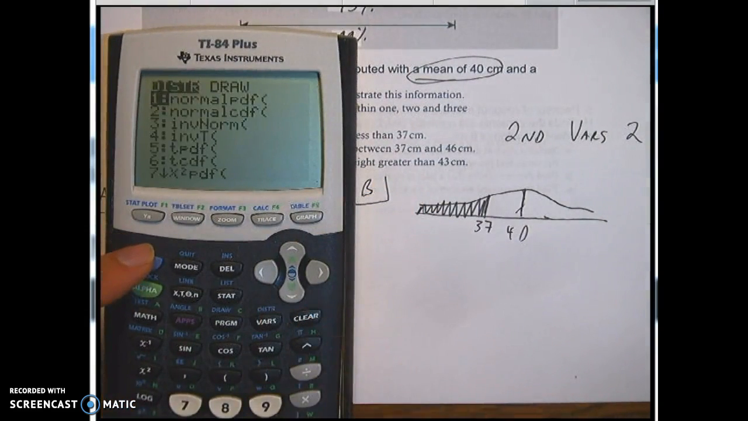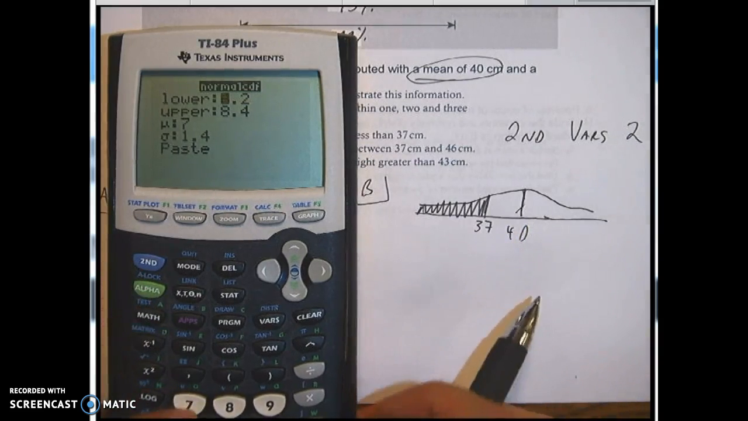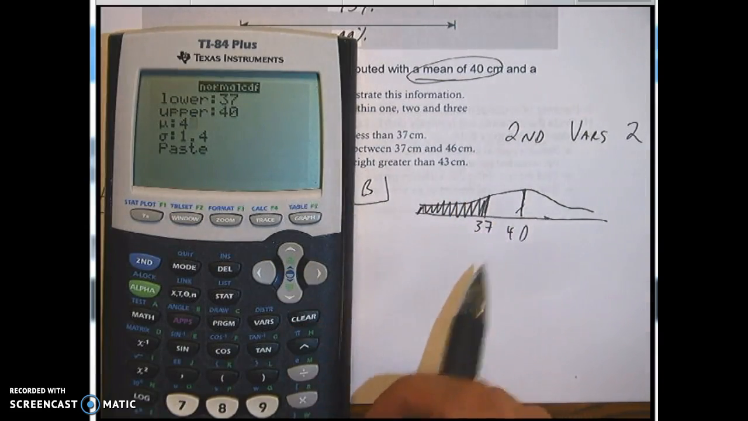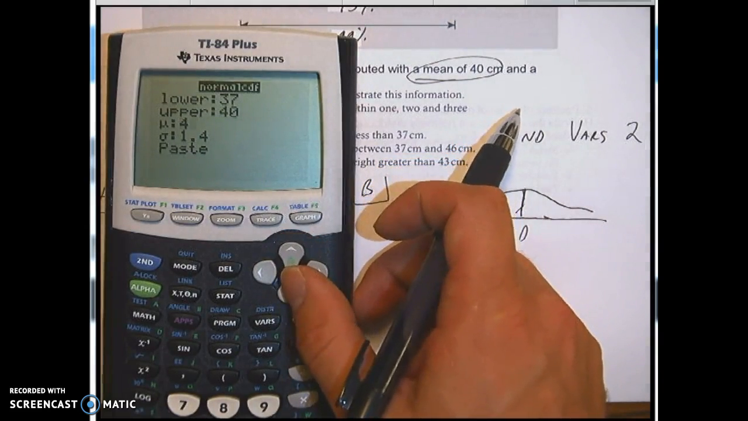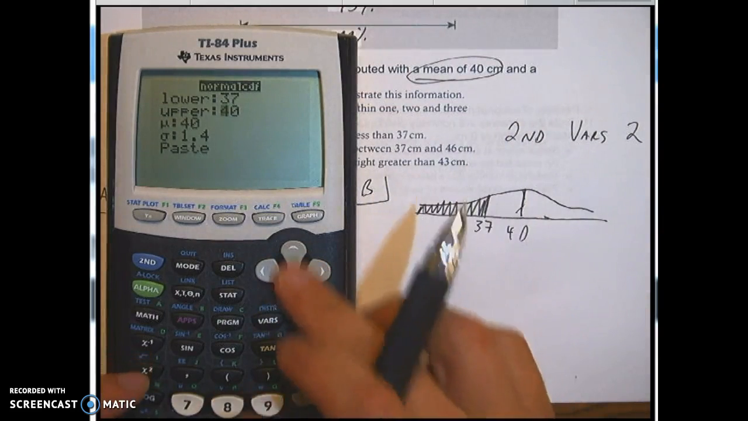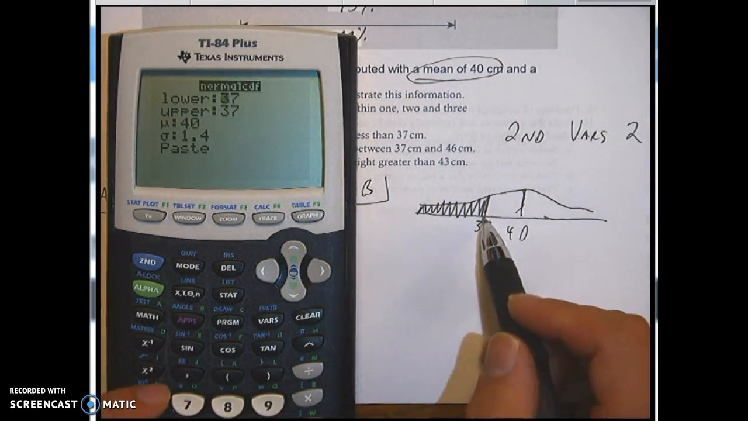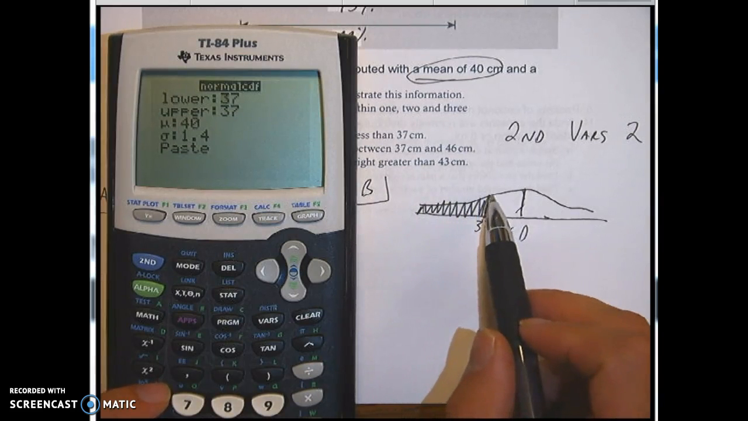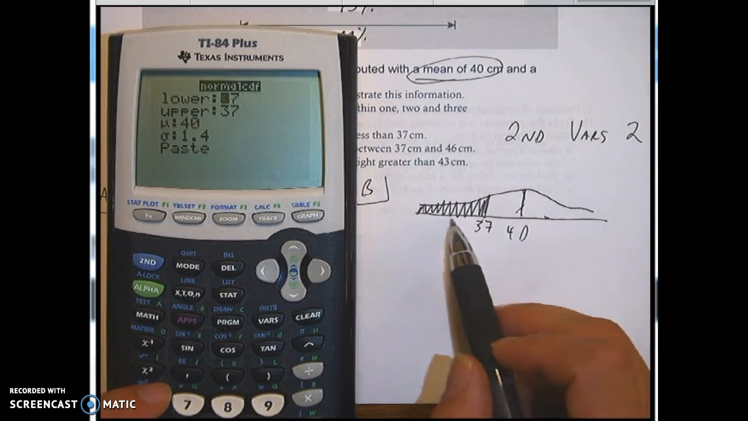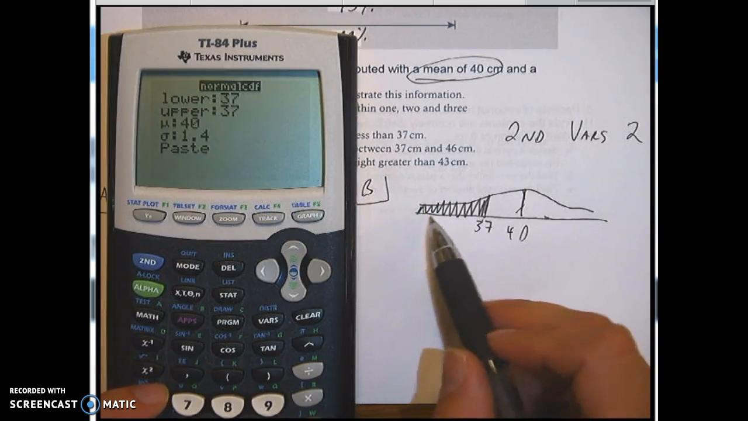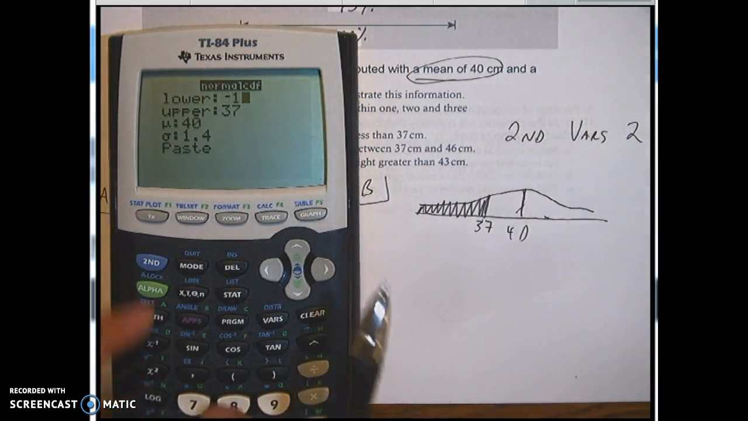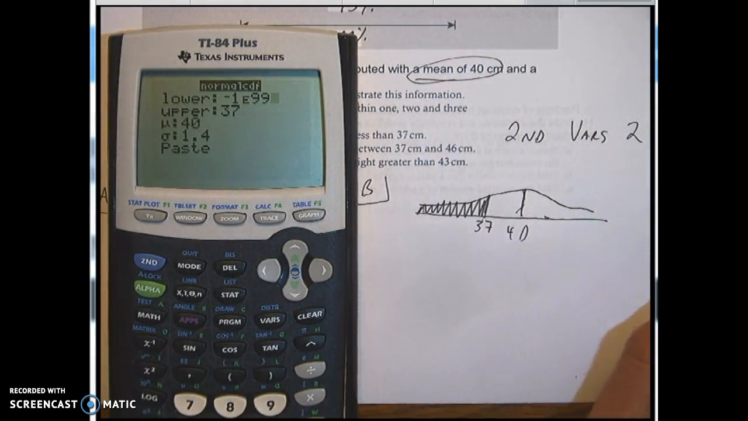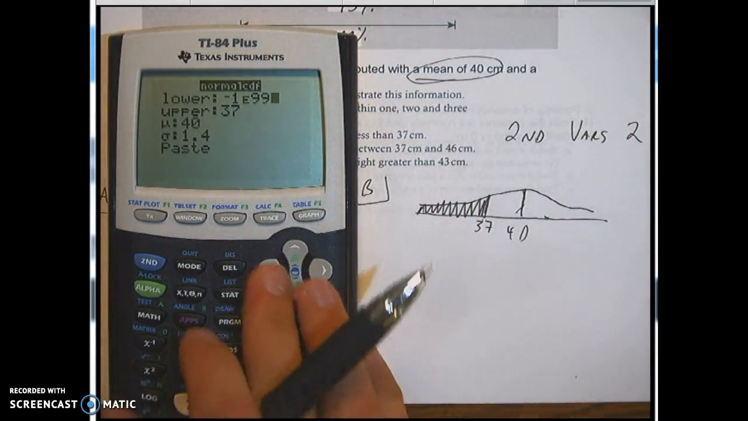Second vars 2. My lower bound is 37. My upper bound is 40. My mean is 40. Let's start over. My mean is 40. My upper bound is actually 37, because you're going left to right. The lowest number underneath here, since the normal distribution is asymptotic to the x-axis, the point all the way over here is negative infinity, which we represent in the calculator as negative 1 E99. If you're looking for that E, it's just second comma.